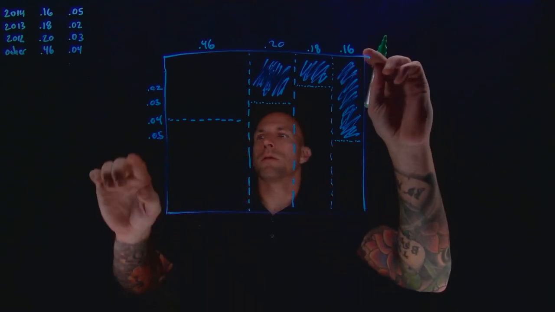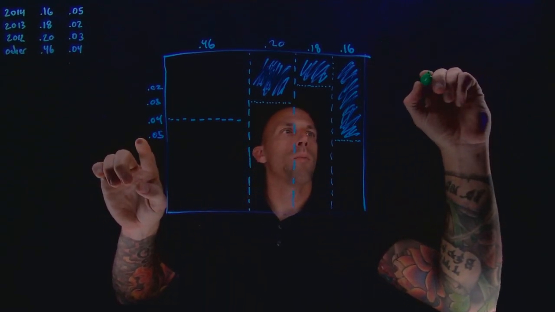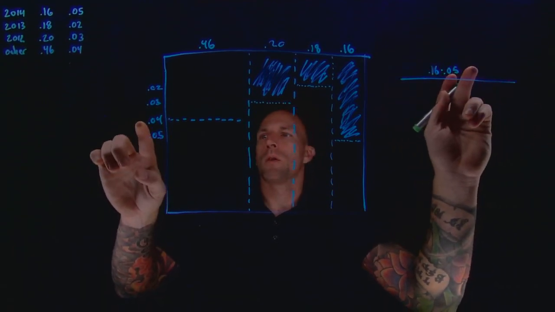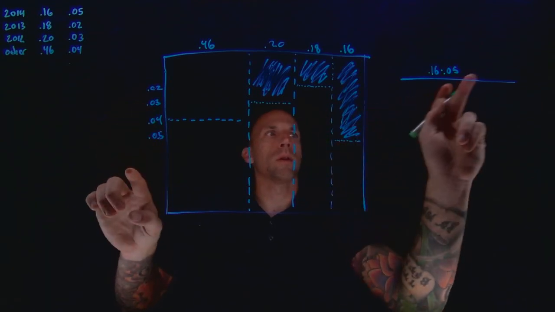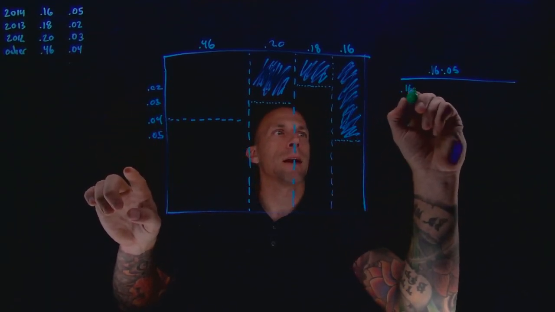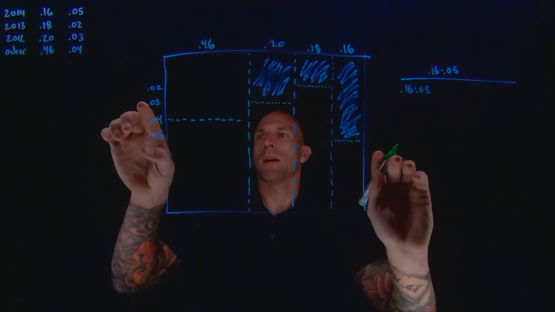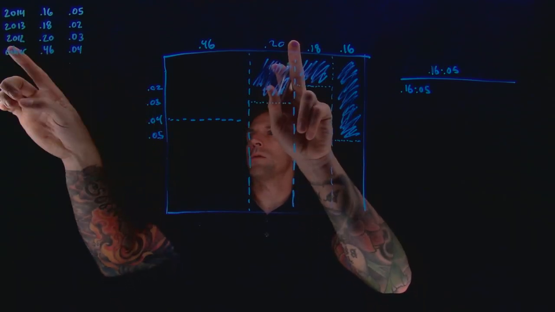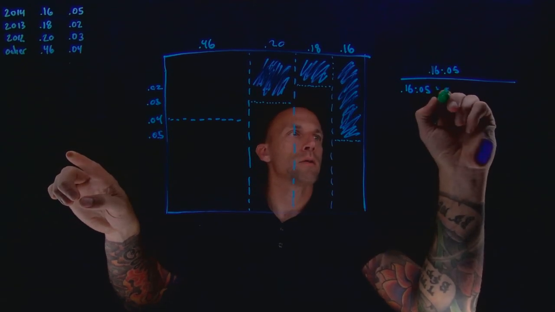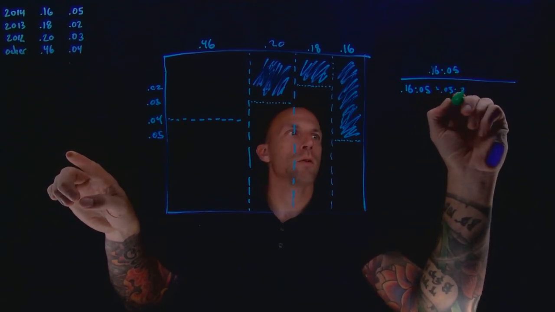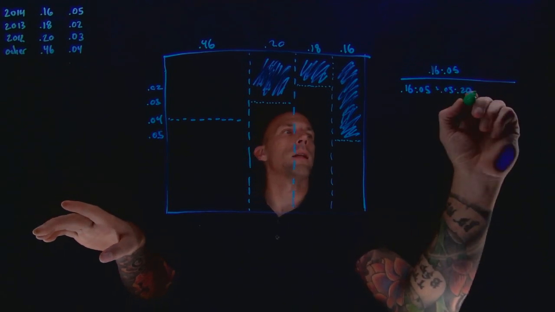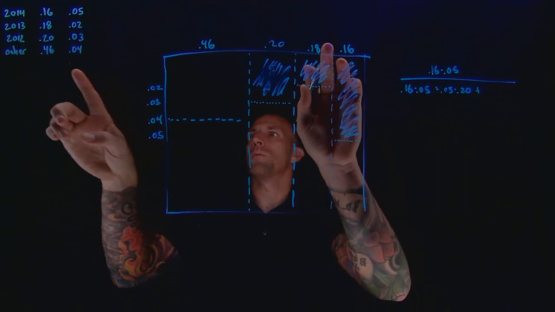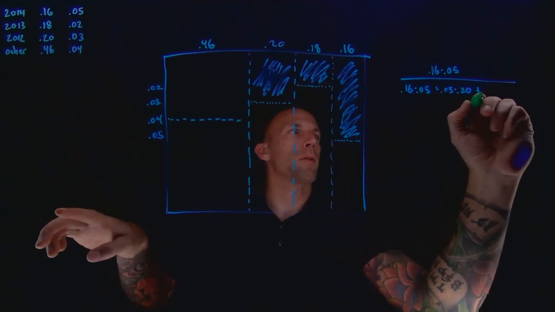Let's write out the fraction. We'll have 0.16 times 0.05 as our numerator. That part will repeat again here in the denominator. And then let's go to the next one, 0.03 times 0.20 to take care of 2012. And then last but not least, 0.02 times 0.18 to handle 2013.